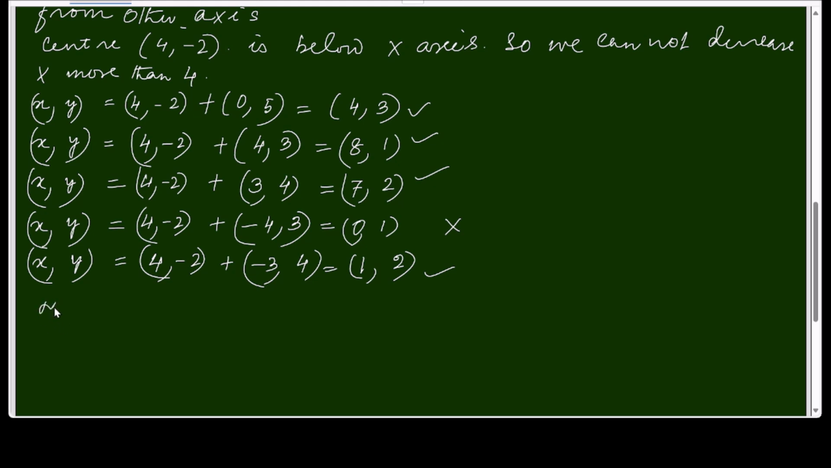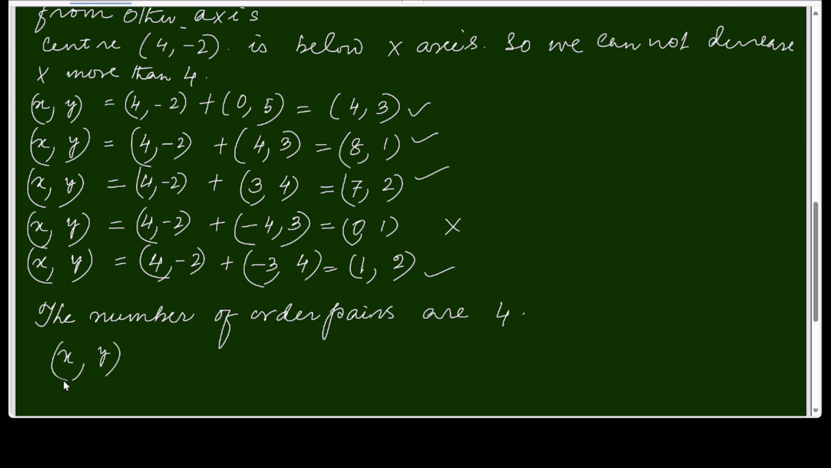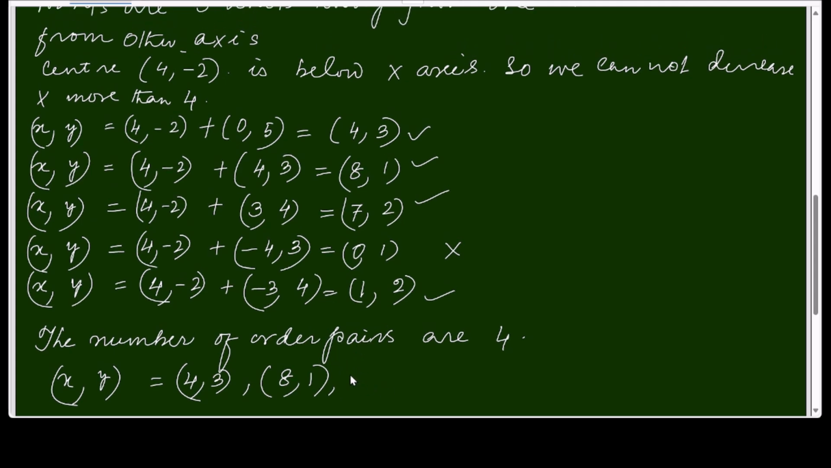The number of ordered pairs is four, and x, y is 4 comma 3, 8 comma 1, 7 comma 2, and 1 comma 2.